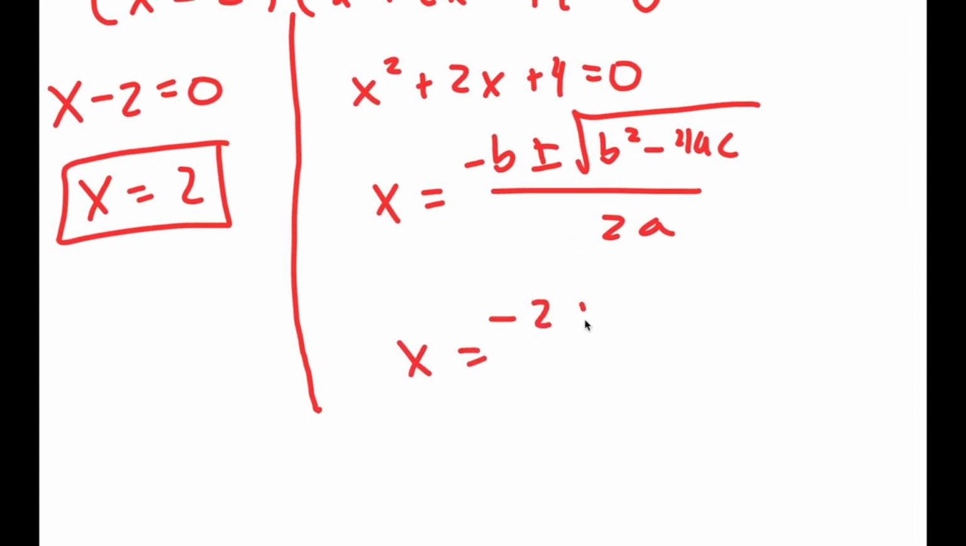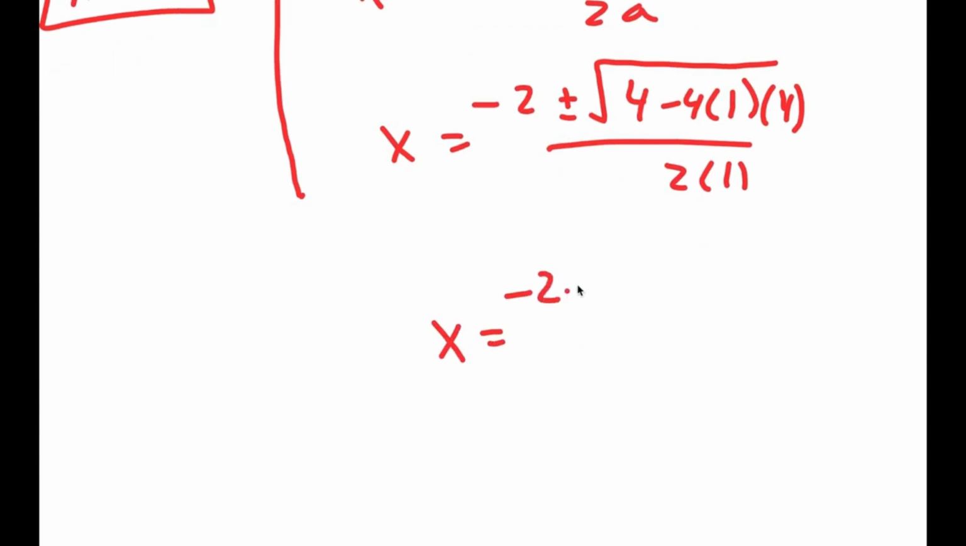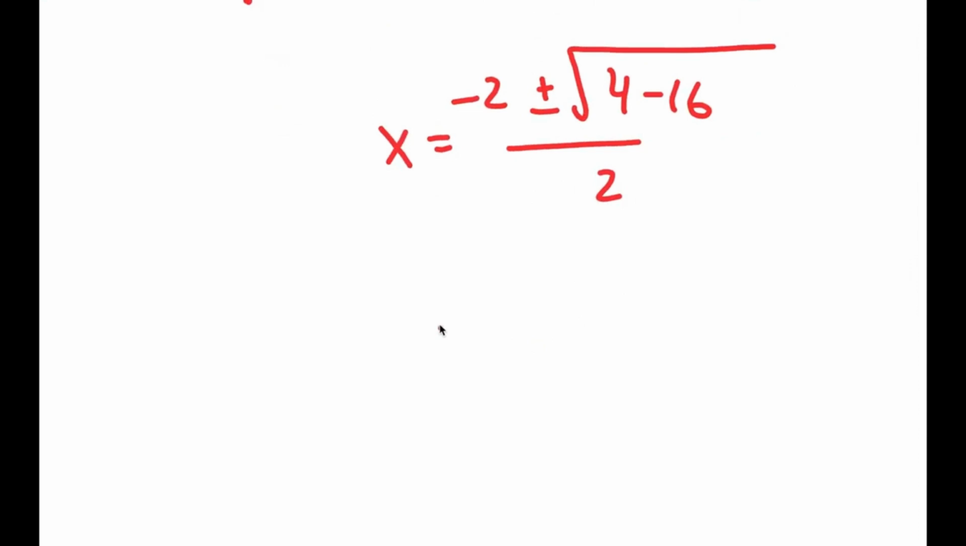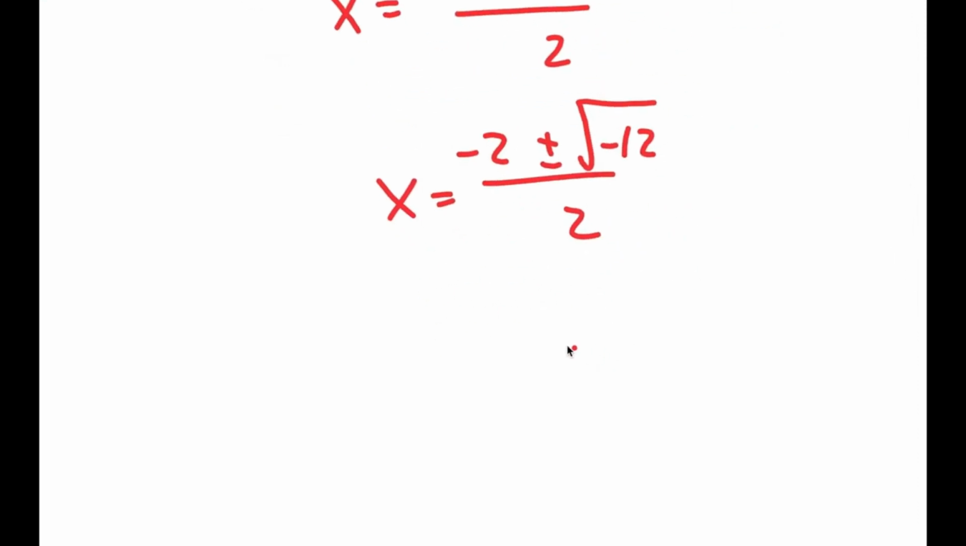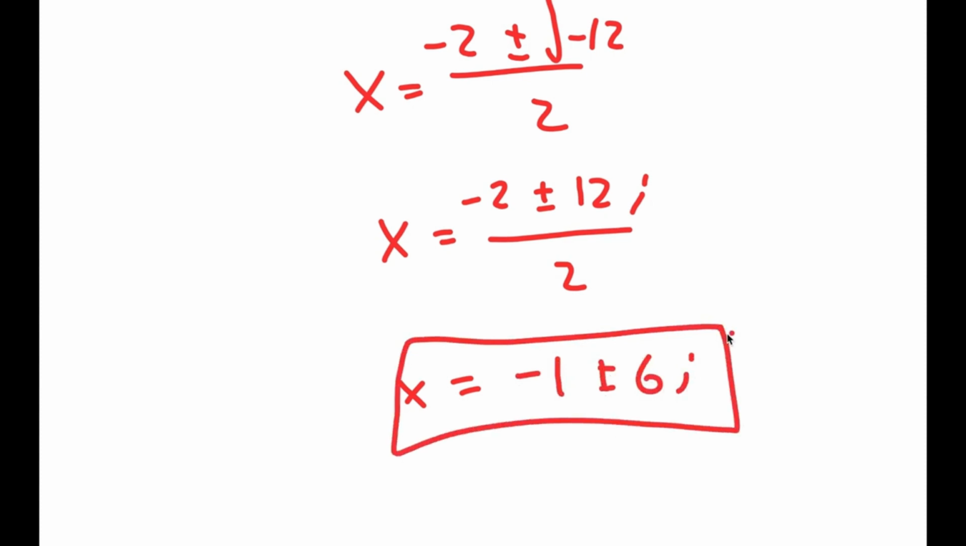So I get negative 2 plus or minus the square root of 2 squared, which is 4, minus 4 times a, which is 1, times c, which is 4, all over 2a, so 2 times 1. And this turns into negative 2 plus or minus the square root of 4 minus 16 over 2, which is equal to negative 2 plus or minus the square root of negative 12 over 2, which is equal to negative 2 plus or minus 12i over 2, which is equal to negative 1 plus or minus 6i. So these are the two more solutions to this equation.